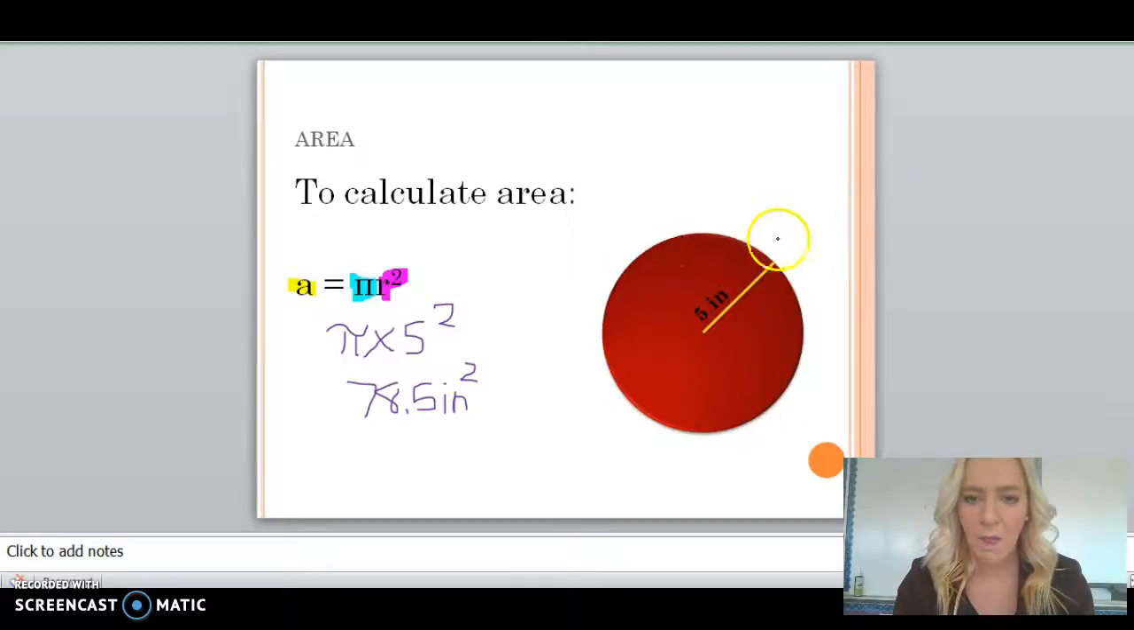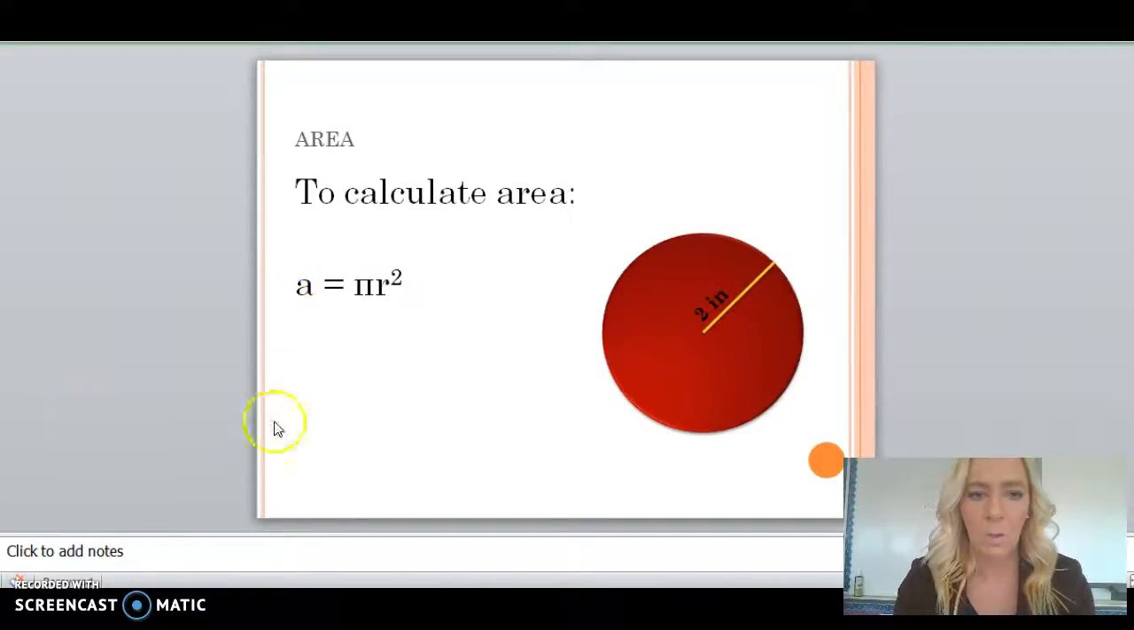So anytime you're calculating area of something, you have to square your units because they're two-dimensional spaces. Or there's a bunch of squares that occupy the circle. When we get to volume, it's going to be what's called cubed because it's a three-dimensional figure. Let's look at one more example.